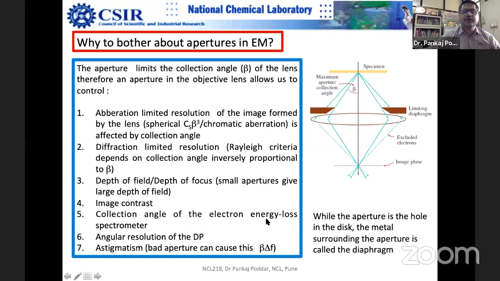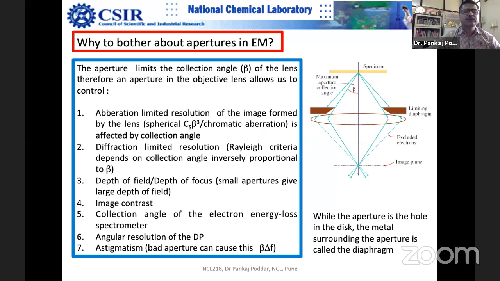The collection angle of the electron energy loss spectrometer, we will come to that. Angular resolution of the DP, and astigmatism: a bad aperture can cause this. Astigmatism is again proportional to beta, and delta F is basically the defocus. Defocus, as I mentioned in the last lecture, is fundamentally important in transmission electron microscopy. Please note that delta F is non-zero. In an optical microscope, delta F is usually 0, but here it is non-zero.